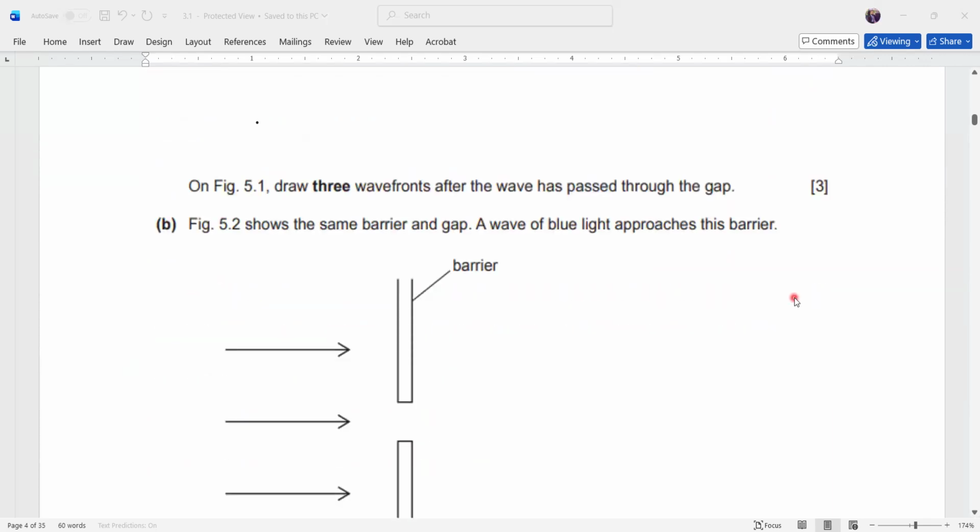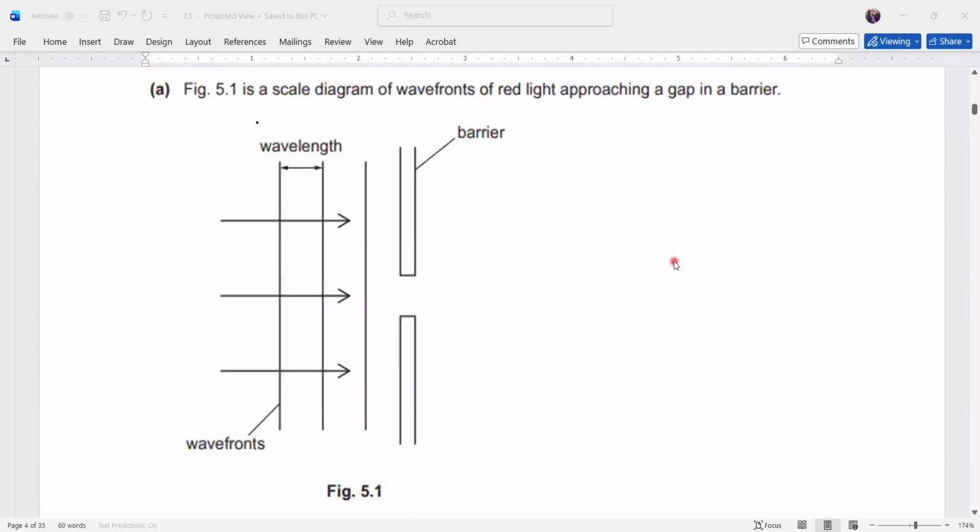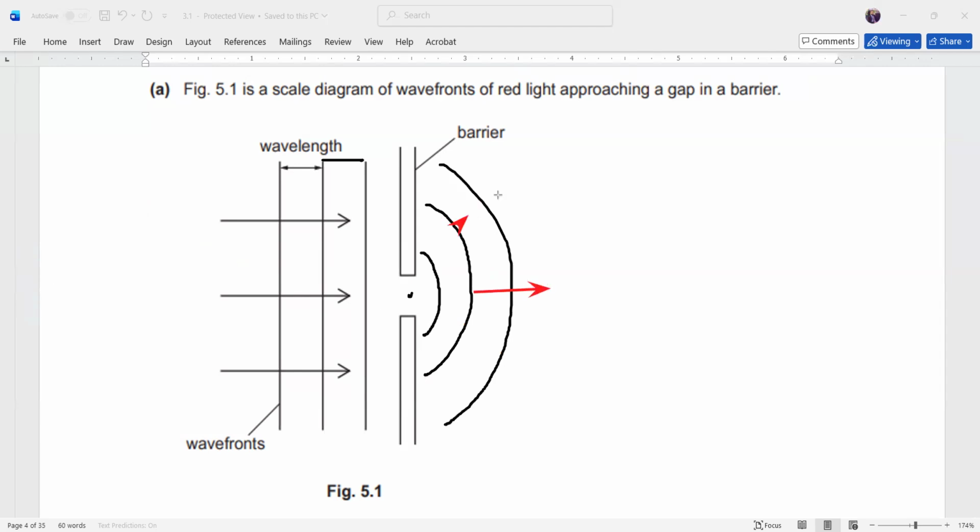Sir, what would be the direction of the diffracted wave? The direction is always perpendicular. Like if this was there, then the wave which is diffracted. Sir, but you said it should spread everywhere. Yeah, this is spreading. The wave is spreading in all directions after the gap. But they did not ask us to draw direction, that's why we did not draw anything.